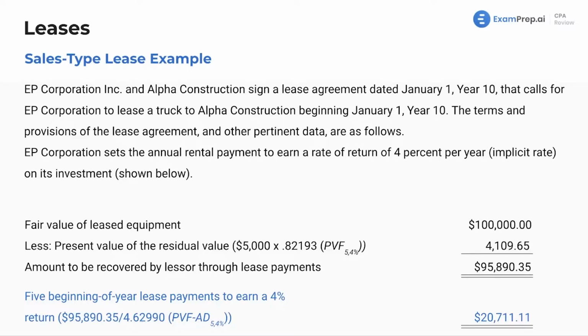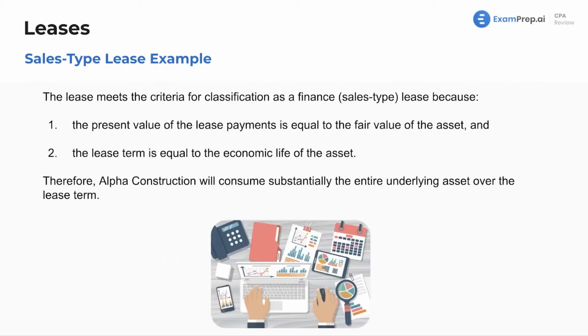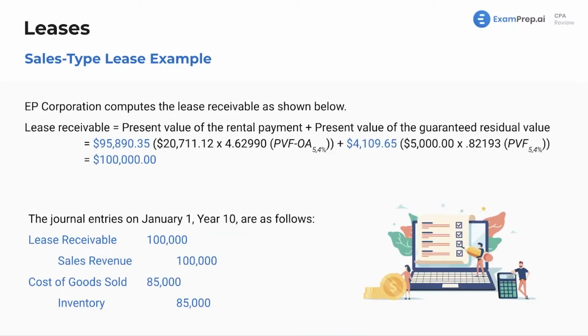This is a sales type lease. Therefore, Alpha Construction will consume substantially the entire underlying asset over the lease term. Okay. Well, as we were saying before, we deal with our lease receivable. EP Corporation computes the lease receivable as shown below.